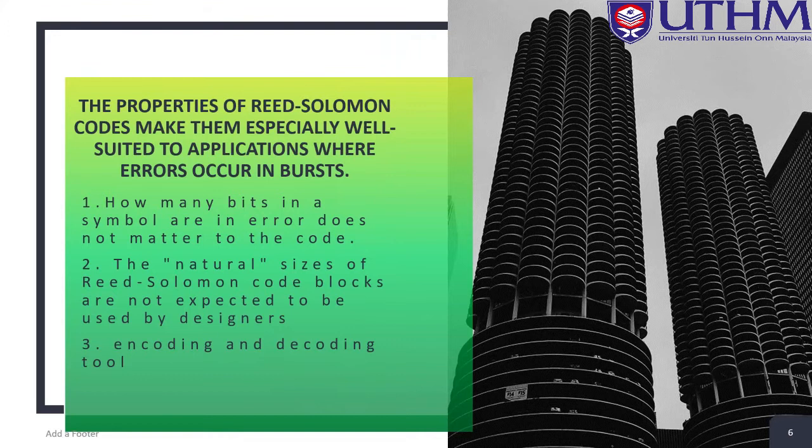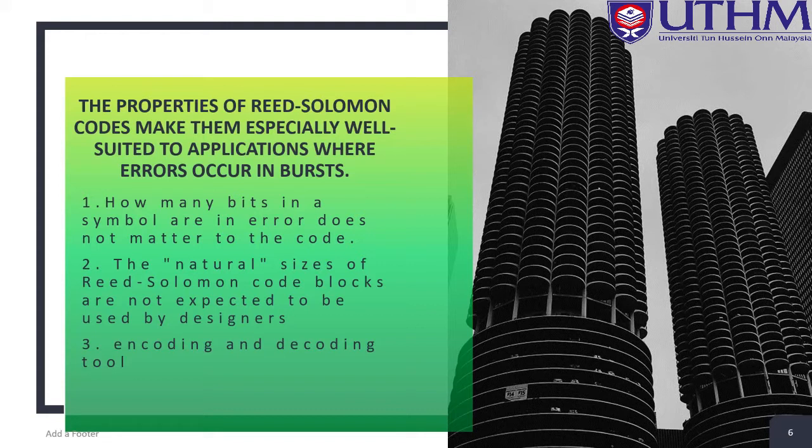The properties of Reed-Solomon codes make them especially well suited to applications where errors occur in bursts. How many bits in a symbol are in error does not matter to the code. If several bits in a symbol are incorrect, it only counts as a single error. Alternatively, the Reed-Solomon code is typically a bad choice if a data stream is not characterized by error bursts or dropouts, but by random single-bit errors.